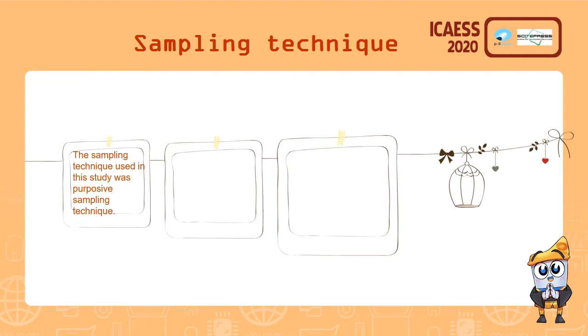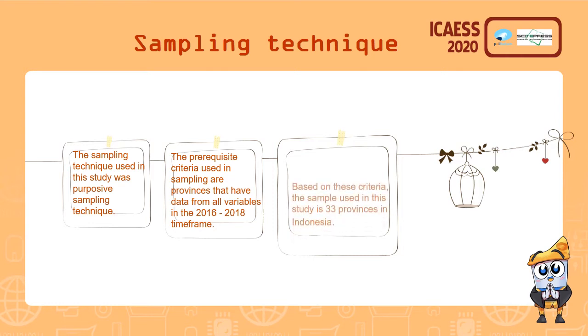Sampling technique. The sampling technique used in this study was purposive sampling. The prerequisite criteria used in sampling are provinces that have data from all variables in the 2016 until 2018 timeframe. Based on these criteria, the sample used in this study is 33 provinces in Indonesia.